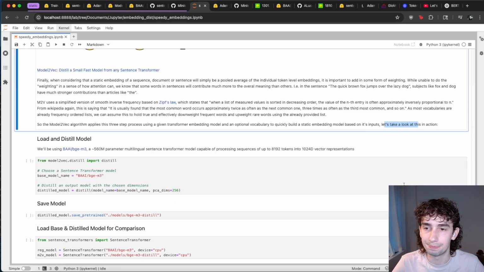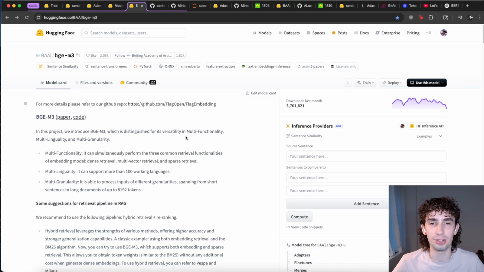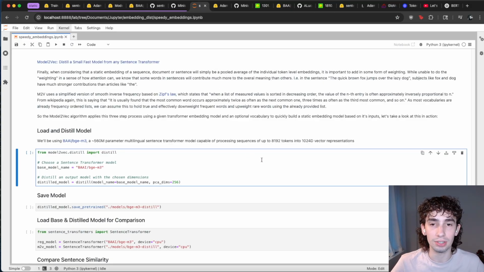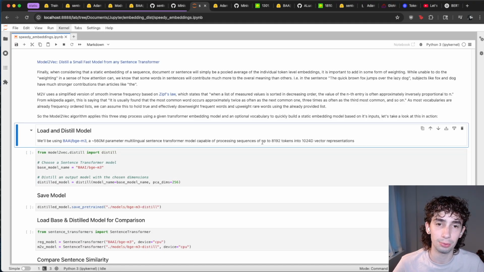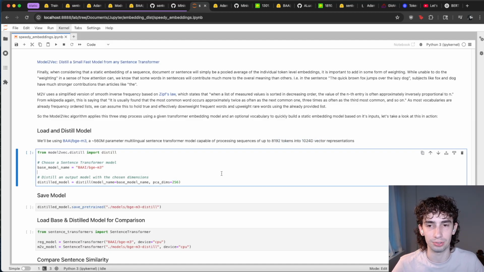So let's try it out. We're going to be using the Beijing Academy of Artificial Intelligence model, BGE-M3, which is a multilingual embedding model, basically because it is about 560 million parameters. So it's quite a beefy and capable one, and is capable of processing sequences of up to 8,192 tokens down into 1,024 dimension vector representations.